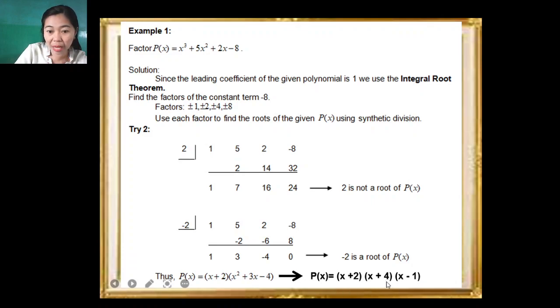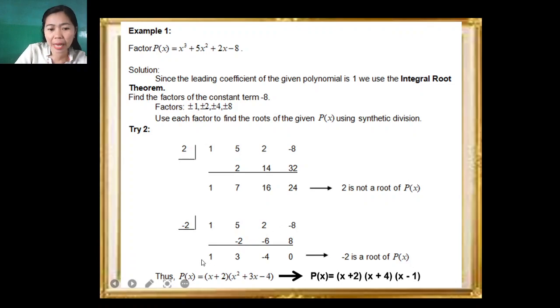Because if we multiply 4 and negative 1, the product is negative 4, which is our last term. And if we add 4 and negative 1, the sum is 3, which is the coefficient of the middle term. That's why the factor of x squared plus 3x minus 4 is x plus 4 times x minus 1. And our complete factors is equal to the quantity of x plus 2 times the quantity of x plus 4 times the quantity of x minus 1.